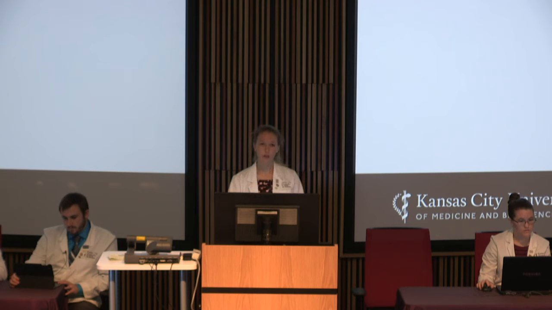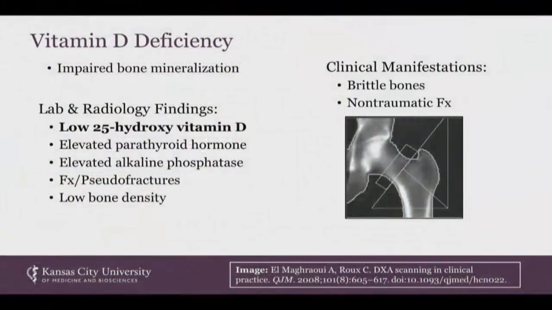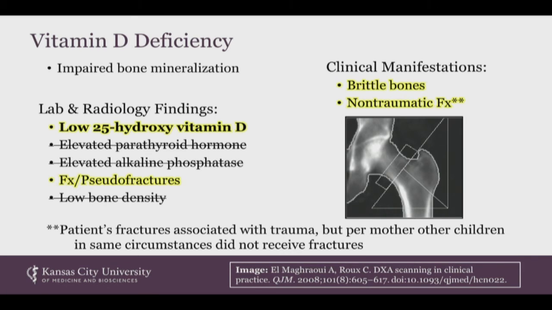This brings us to our final differential diagnosis of vitamin D deficiency. Vitamin D deficiency is depicted by impaired bone mineralization leading to weak bones and non-traumatic fractures. Patients have low 25-hydroxy vitamin D levels, elevated parathyroid hormone levels, and elevated alkaline phosphatase levels. The abnormally low vitamin D level of 20 nanograms per milliliter that was present in our patient is highly indicative of a vitamin D deficiency.